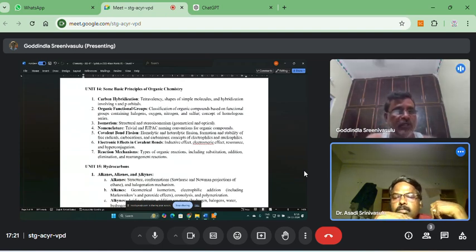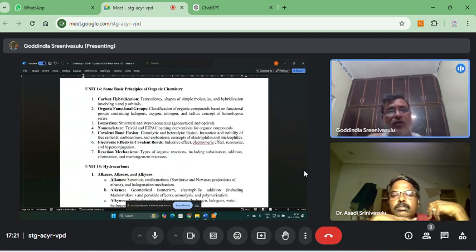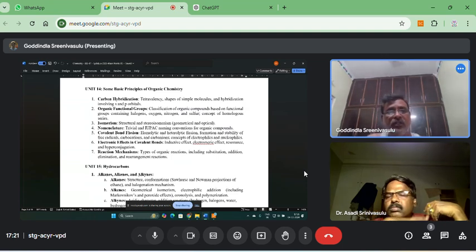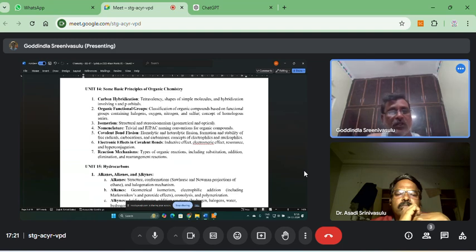That isomerism is structural and stereoisomerism, geometrical and optical. That means same molecular weight, and there will be change in its structure. Arrangement will be different. So this nomenclature is very important.